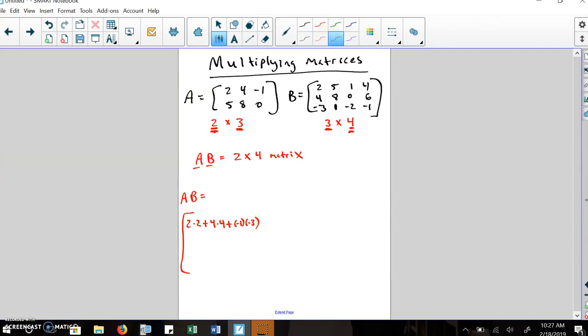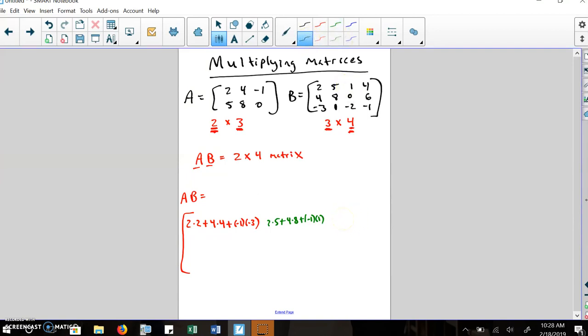Okay, next entry. We're going to go across the first row again, and then we're going to go down the second column. So this is going to be 2 times 5 plus 4 times 8 plus -1 times 1.